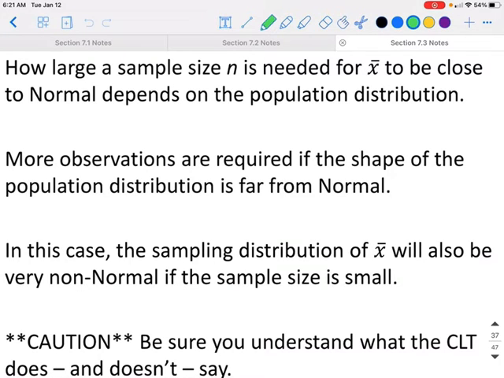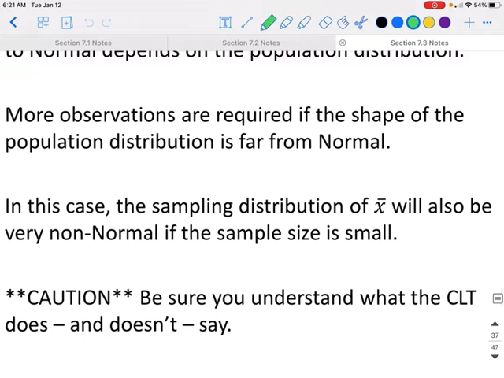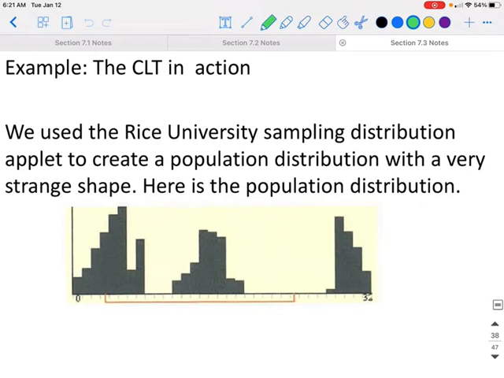How large a sample size n is needed for X bar to be close to normal depends on the population distribution. More observations are required if the shape of the population distribution is far from normal. In this case, the sampling distribution of X bar will also be very non-normal if the sample size is small. So you should be cautious. Be sure you understand what the central limit theorem does and does not say.